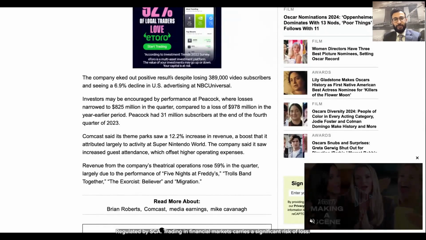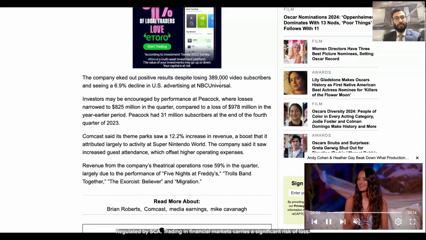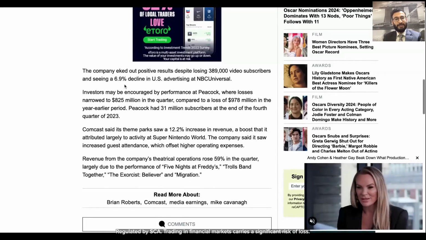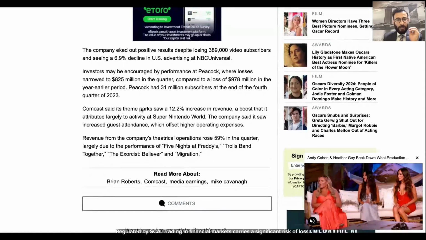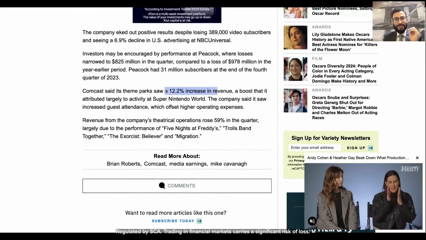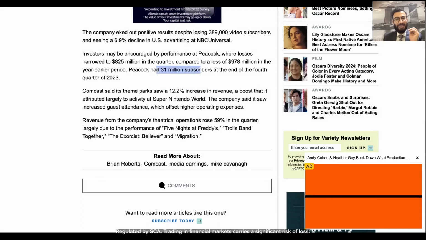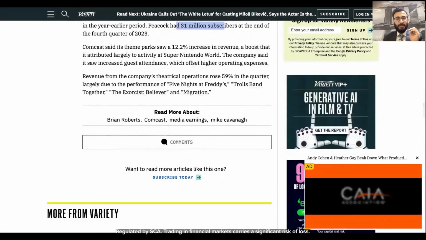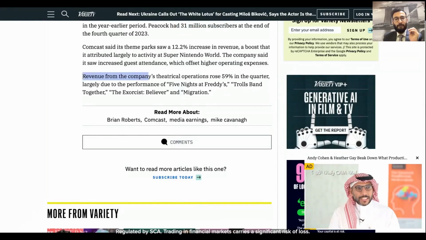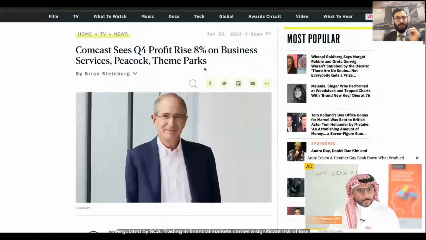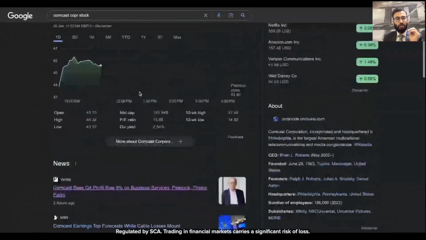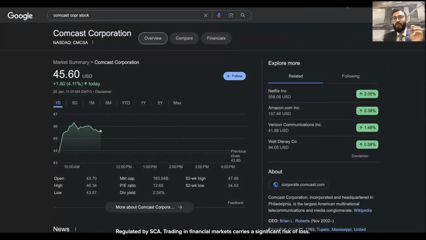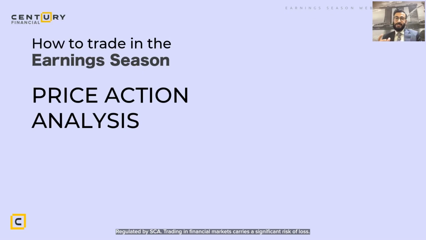The company eked out positive results despite losing 389,000 video subscribers. This is important. 6.9% decline in US advertising, right? Theme parks saw a 12.2% increase in revenue, 31 million subscribers at the end of the fourth quarter. Revenue from the company's theatrical operations rose 59%. That is the whole reason the stock itself today is up by 4%. Guys, a 4% increase in a stock is not something which happens every day. But during the earnings, it's also not a very abnormal thing.